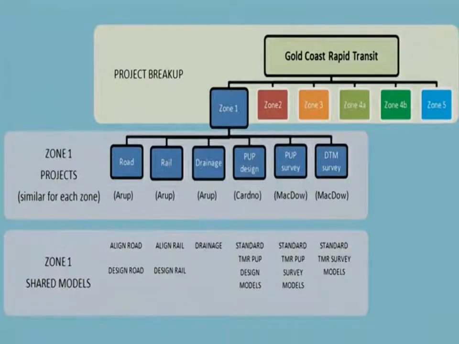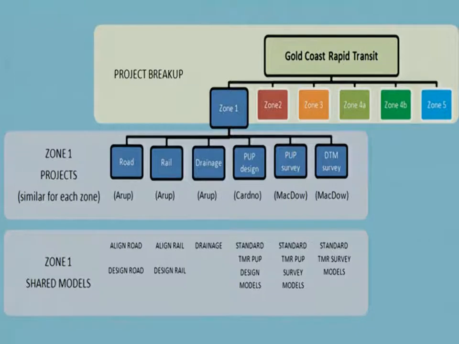Okay, so in terms of the 12D project, this is how it was broken down. We have obviously the Gold Coast Rapid Transit project. The Pacific zones in that project were broken down by Arup at the start, and these have now been adopted across the whole project, specifically for the chunks of design for one person to do. So under each zone, we've got a road project, a rail project, a drainage project. Then some other parties did the PUP, and McDowell did the survey DTM.